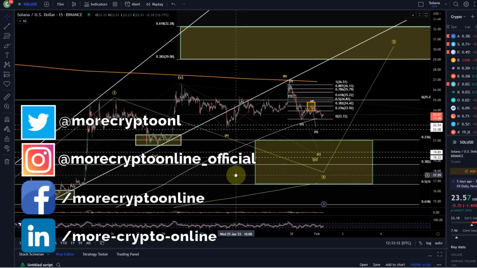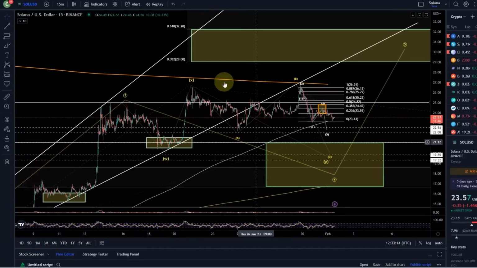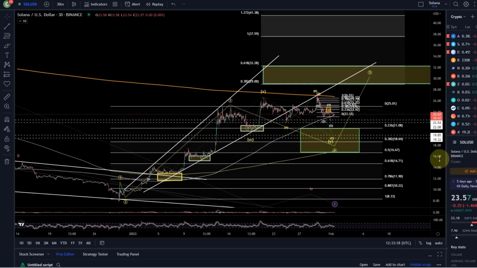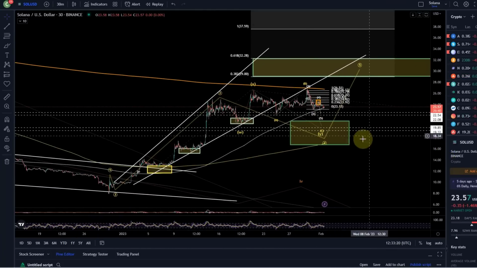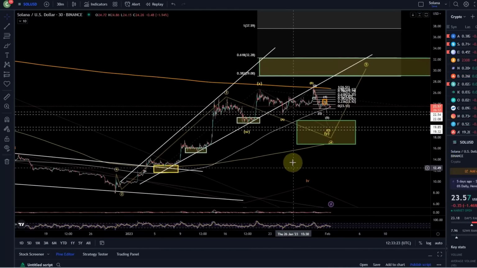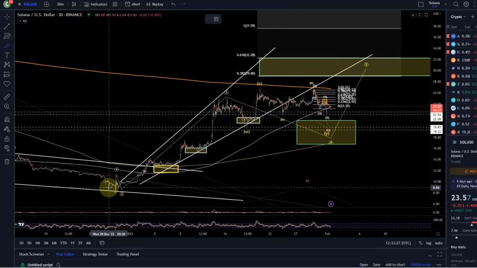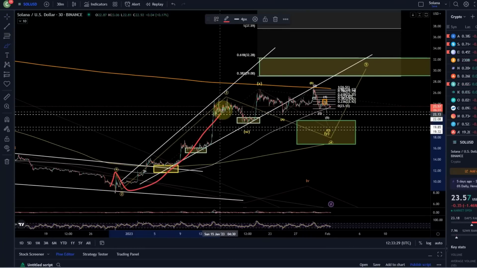So it's getting interesting here now with Solana. In the previous video, let me just first zoom out, then we talk about the overall wave structure and the importance. So previous video, yeah, we talked about this here to be a possible 3-wave move up so far.